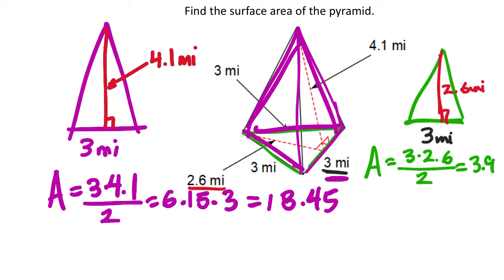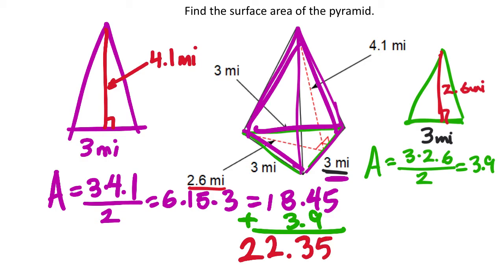Now that's just the lateral parts of this pyramid. I still need to add the original base triangle, which was 3.9 square miles. So add 3.9. I get a total of 22.35 square miles.